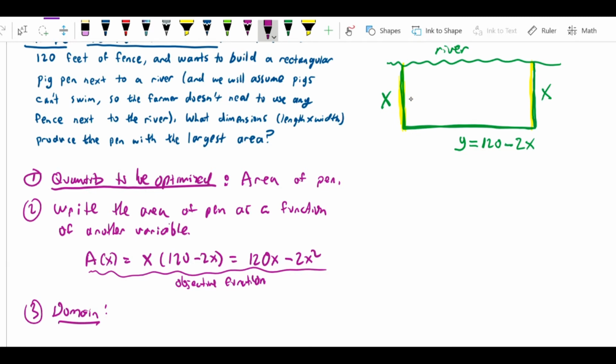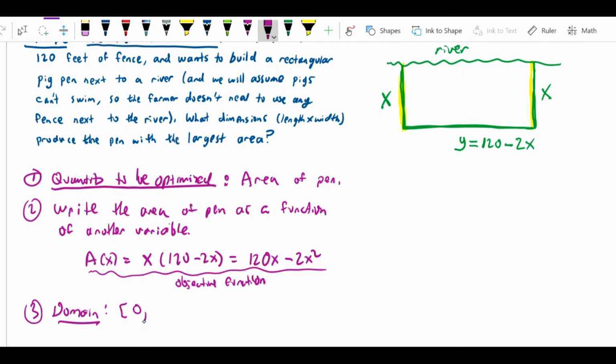0 itself doesn't make a lot of sense. It would give us a pen of 0 area, which certainly doesn't fulfill the goal of giving the pig as much space to wander around in. But at least it's physically possible to take all 120 feet of fence and just lay it out horizontally along the river. There's no area, so it's probably not going to be the answer, but at least it's possible. So we'll say that 0 is the smallest value of x.